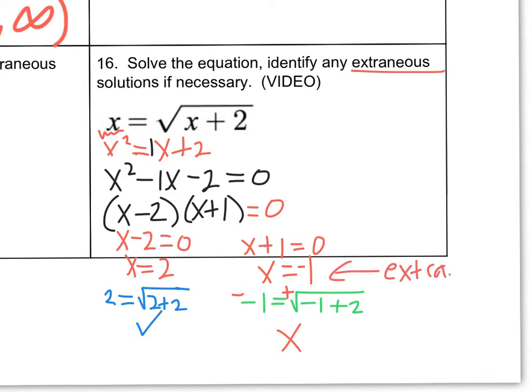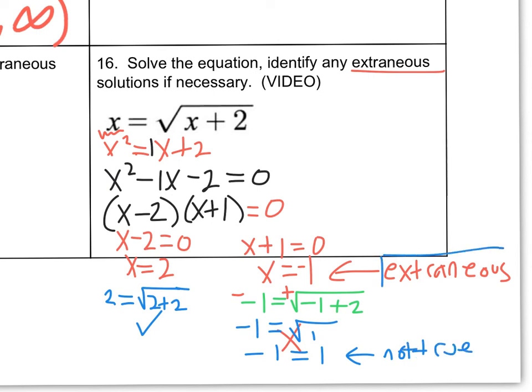I am going to finish solving this just to kind of show us this. So that if you're not seeing that, that's okay. So here we get -1 is equal to the square root of 1. -1 is equal to 1, and that does not make sense. That's not true. And when we have a not true answer, that's when it's an extraneous solution.